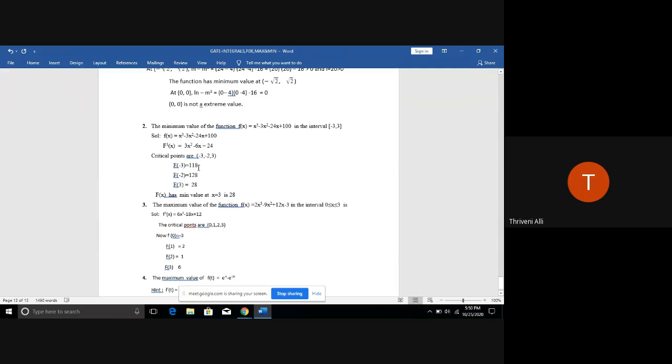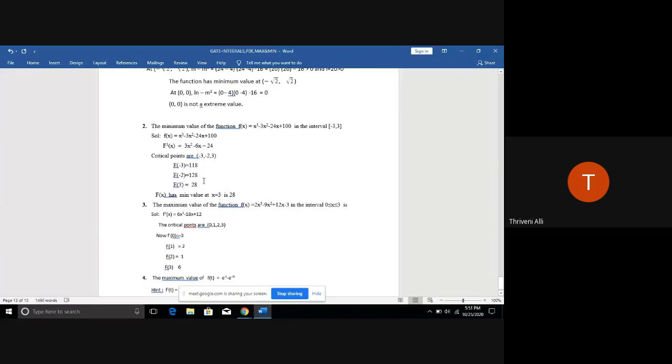So that is what we got. What will we have, minimum or maximum? Minimum value. So in these three functional values, the minimum value is 28. Therefore, f of x has a minimum value at x equal to 3, which is 28. Similarly, the maximum value of the function.